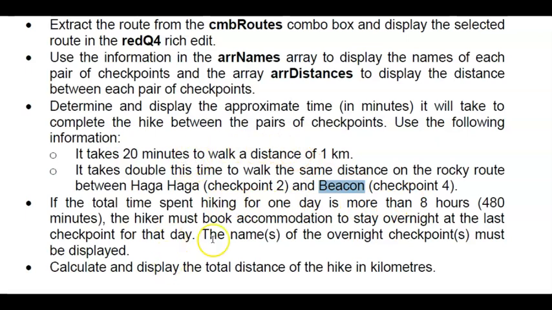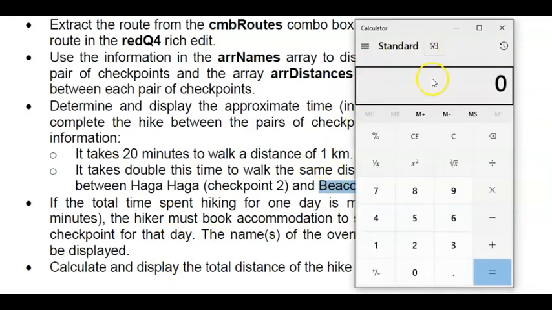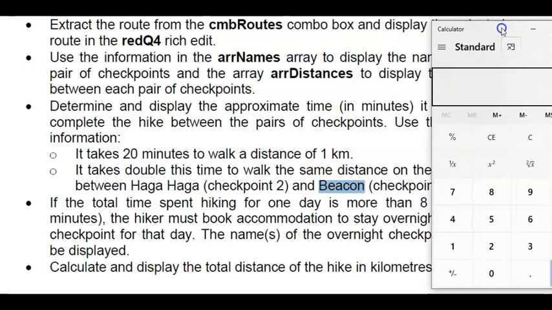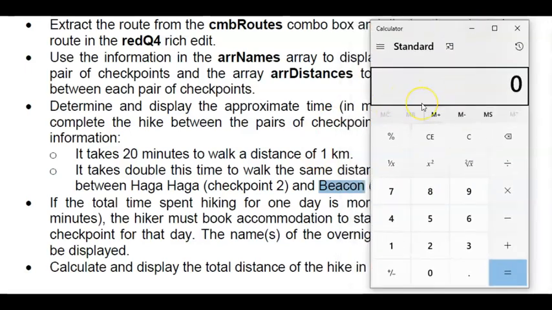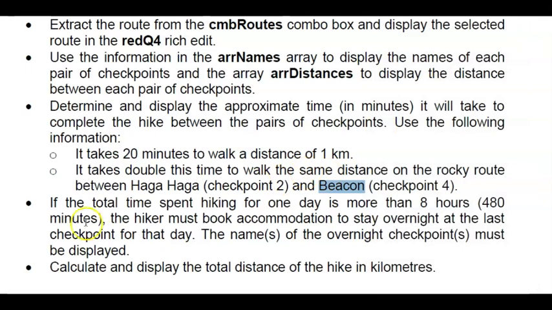So you would have to quickly work out what is 8 hours. Remember, you do have your calculator there. We don't have to do maths here. We can use calculators. 8 hours, so that would be 8 times 60. That would be 480 minutes. So if the total time spent for one day is more than, not equal to, more than 8 hours. Oh, they gave us the 480 there.